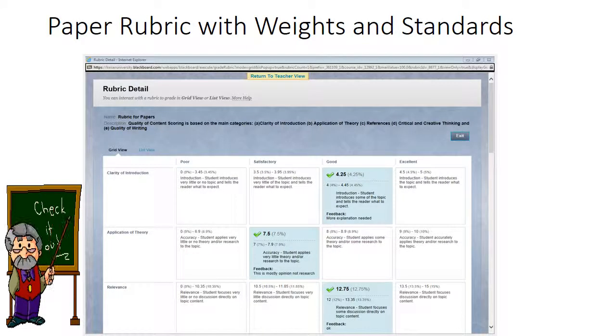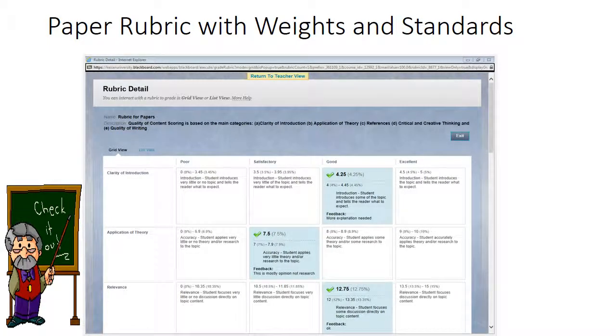Now, this is the first set of criteria that will be used in the grading, and as you can see, there's a sample paper that I've used just to indicate how it's going to look, the scores that will be recorded, and the feedback where that occurs. So the rubric for papers is quite a bit longer than that for discussion, and I'd like to just spend a little bit of time talking about the main categories, the first one being clarity of introduction.